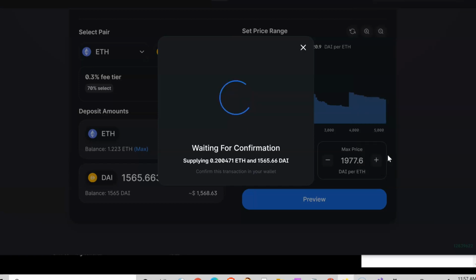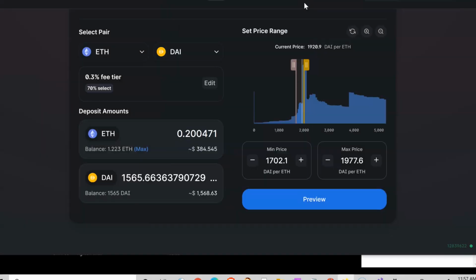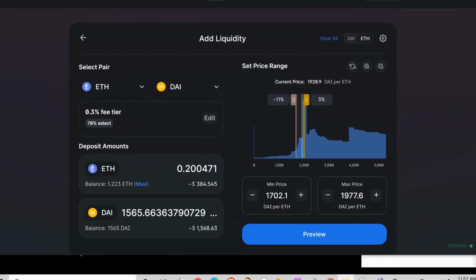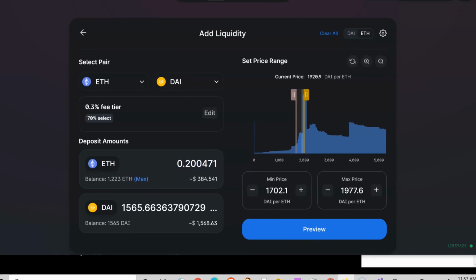Going back to the Uniswap exchange, on how to use the platform: 0.05% fee for stablecoin pairs, 0.3% fee for ETH to USD pairs, 1% fee for exotic pairs, for pairs like WBTC to ETH. There is a Uniswap V3 fee calculator. I will provide the link below.